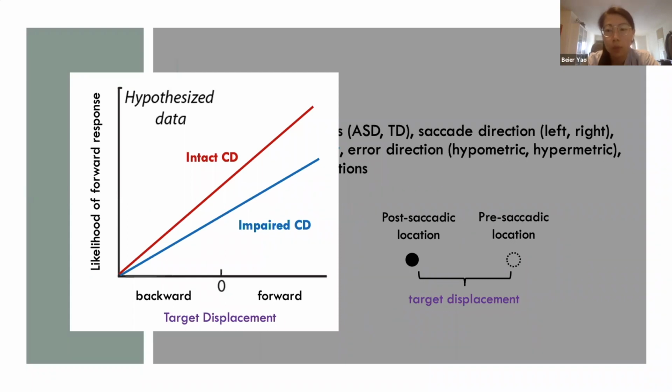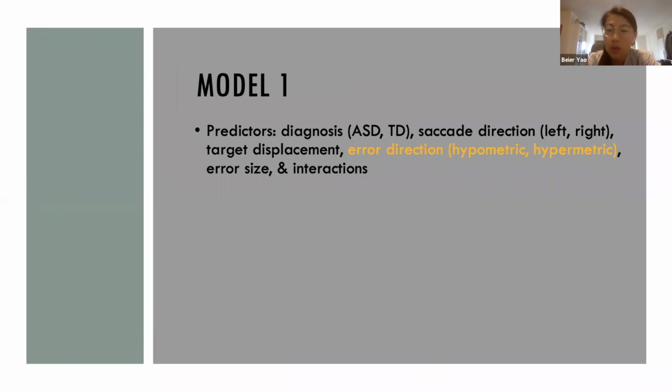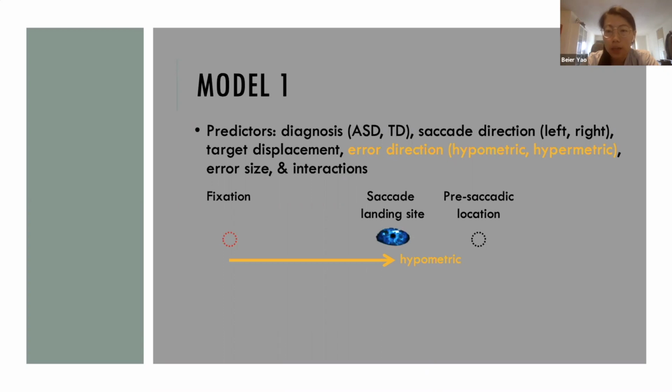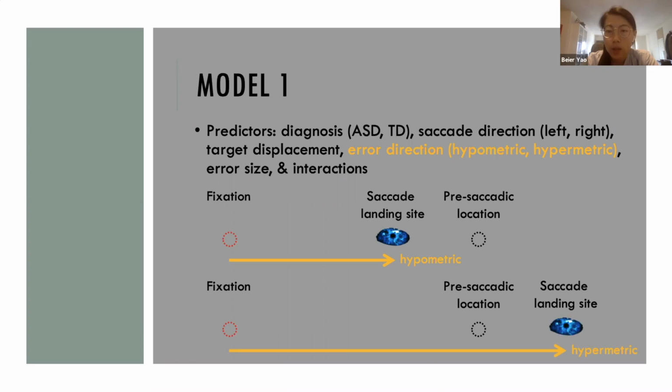But if they don't have reliable CD information, they will be less sensitive to the target jump, shown as a flatter slope in this graph. Meanwhile, they may rely on other information such as saccade landing site, and we broke that down into error direction and error size. Error direction refers to whether the saccade landing site falls short of or goes over the pre-saccadic location. When the eye falls short of the target, it's called a hypometric saccade. When the eye goes over the pre-saccadic location, it's called a hypermetric saccade.